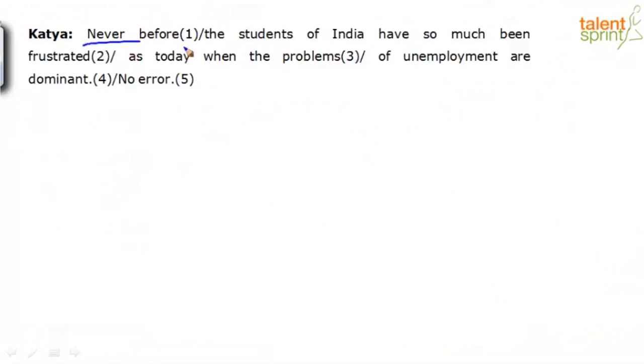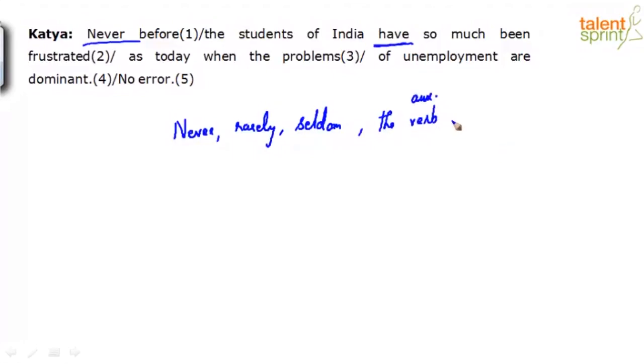So when a sentence begins with a negative adverbial, like never, rarely, seldom, scarcely, hardly, we know that, right? When you have a sentence beginning with this, what happens is the helping verb, or the auxiliary verb, in our context is have, right? So the auxiliary verb, what happens? It comes before the subject.